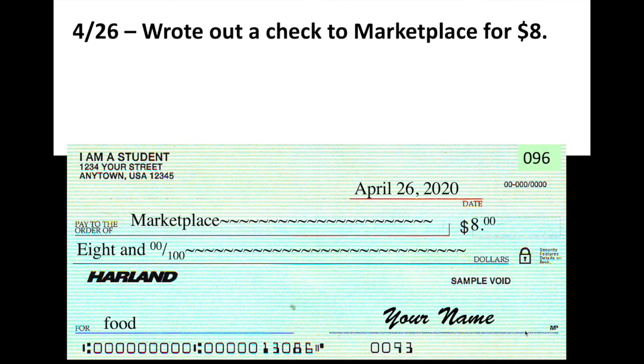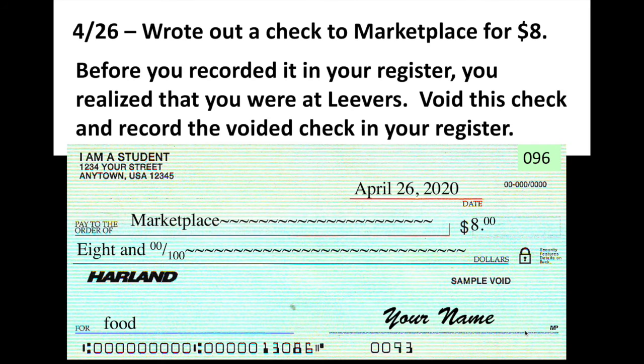Pause now. This is what your check should look like. Before you record it in your register, you realize that you were at Lever's. Void this check and record the voided check in your register. Pause now.